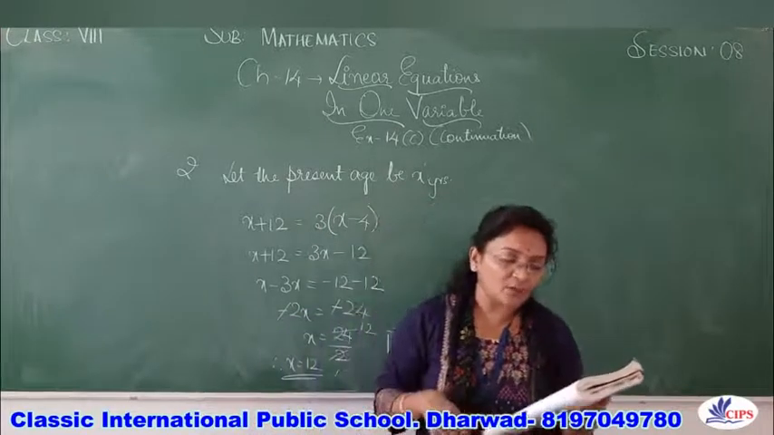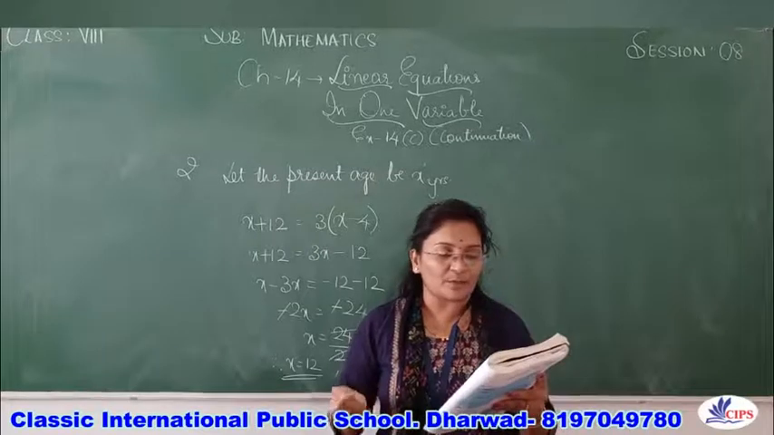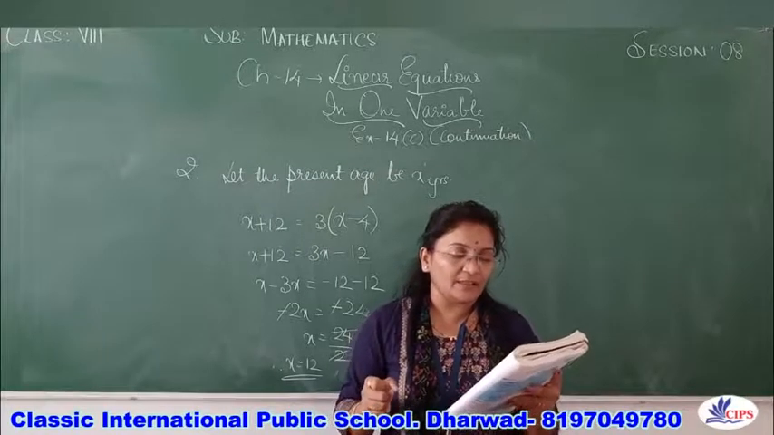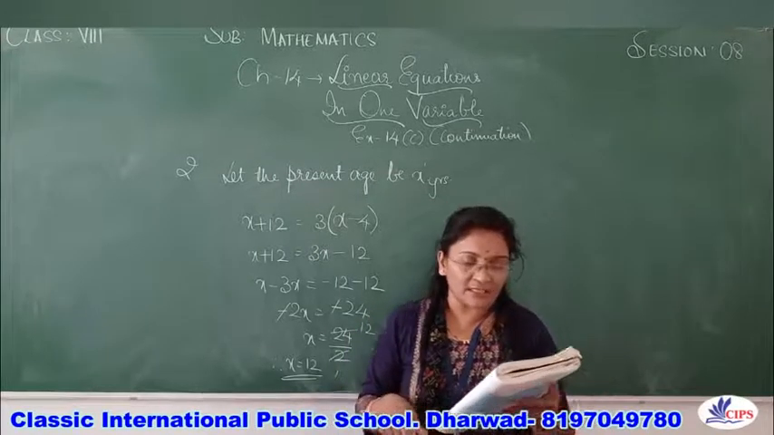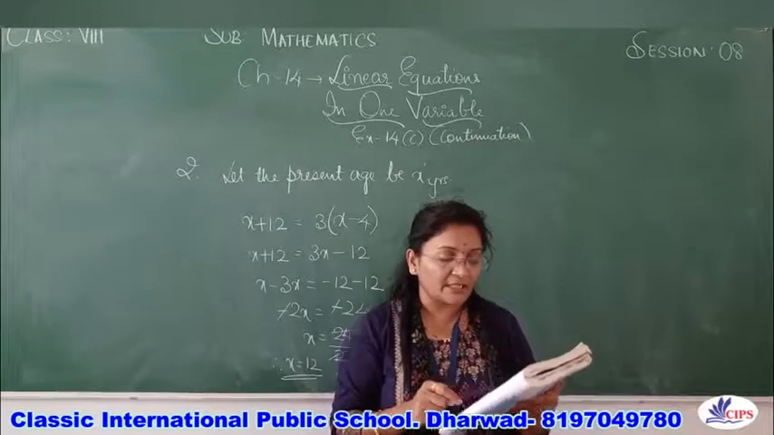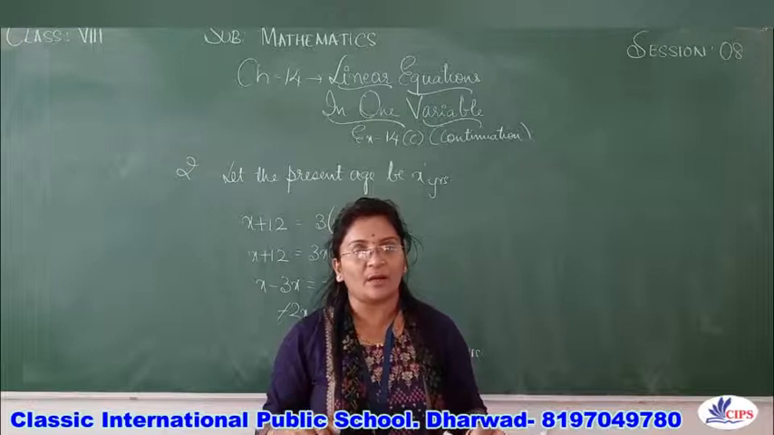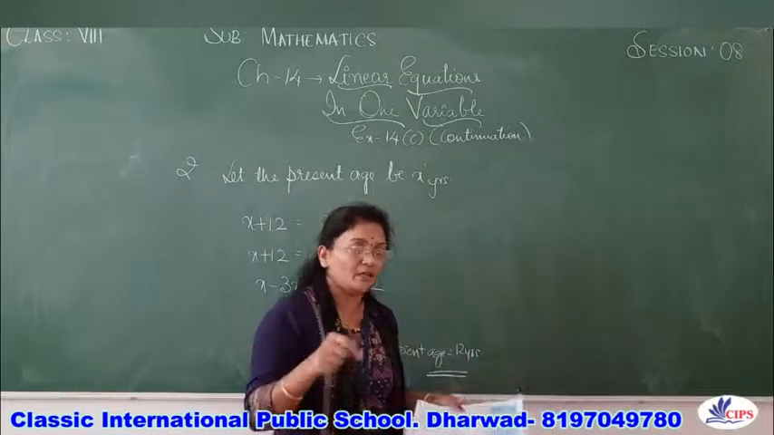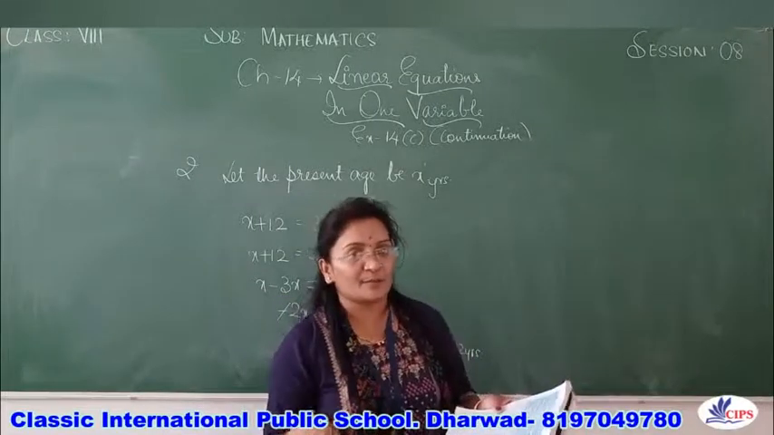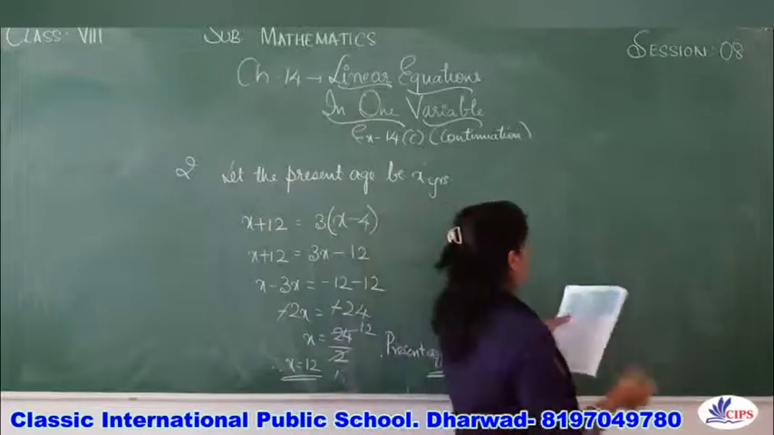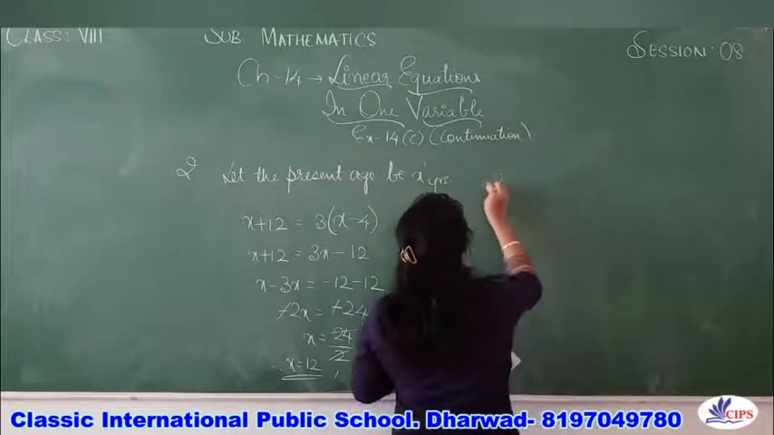So here we don't know the cost price, so we will assume the cost price as some variable. And then what is the formula to find a selling price when cost price is given? So selling price is equal to 100 plus profit percent or gain percent divided by 100 into cost price. So here we have to apply the formula of selling price. So let us begin with the third sum.